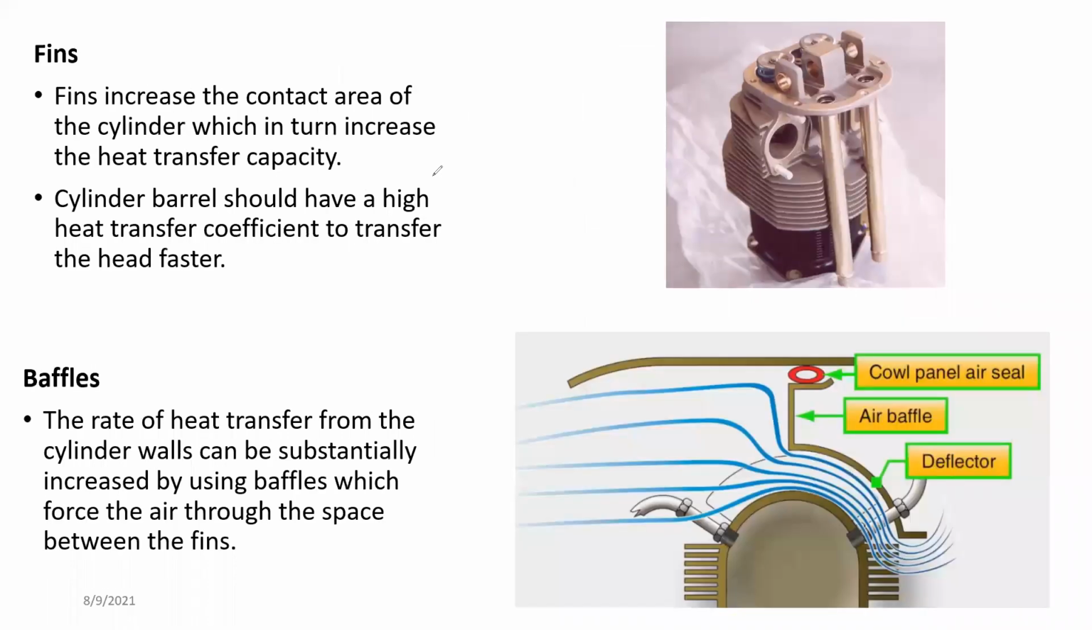Right. So it's showing how the fins are there, just for you guys to see. Fins increase the contact area of the cylinder wall, which in turn increases the heat transfer capacity. So the higher the surface area, the higher the heat transfer capacity. Higher heat transfer capacity means the faster the engine will get cold, right? Yes, high heat transfer coefficient to transfer the heat.